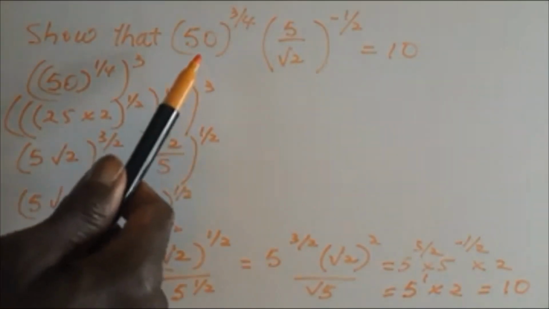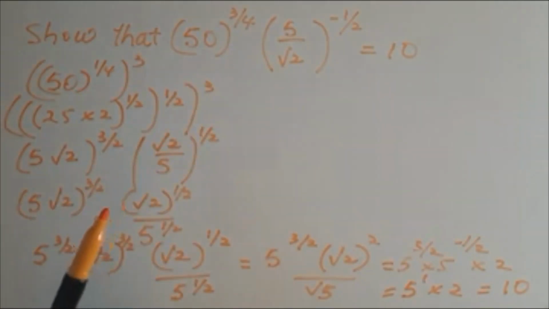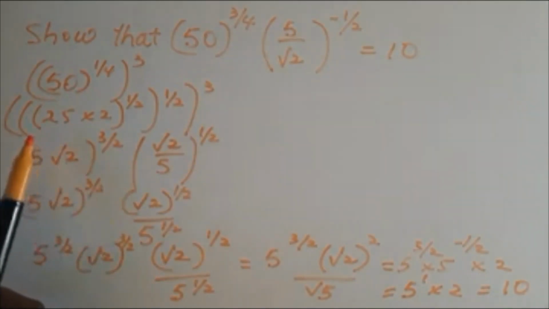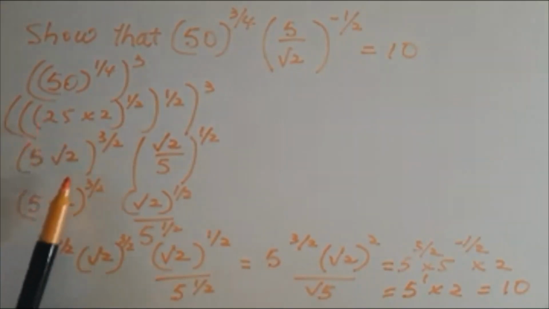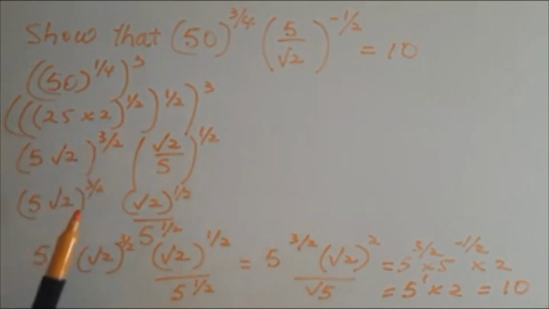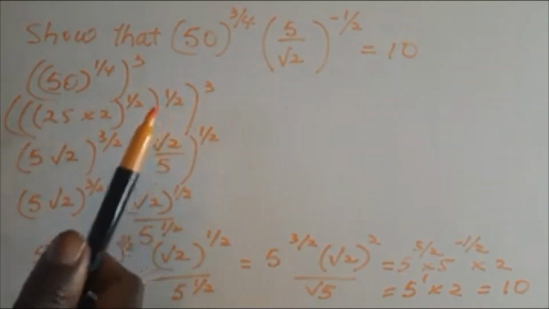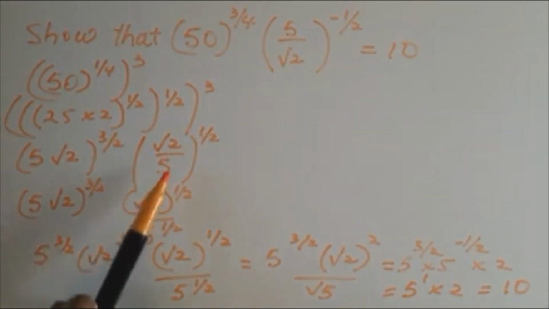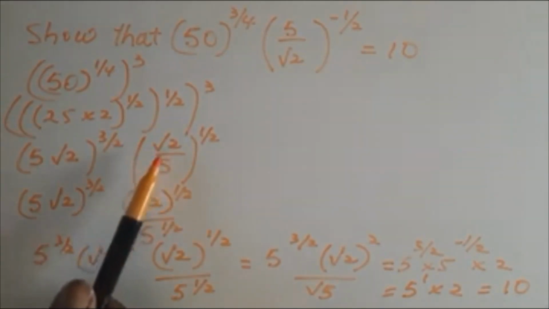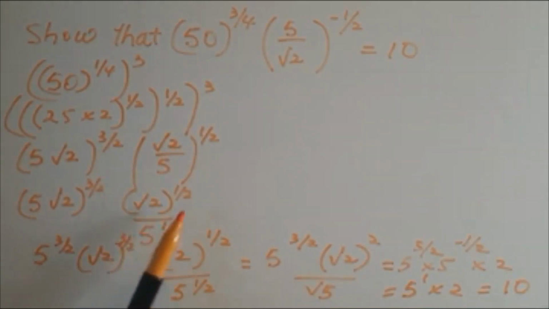First, we simplified 50 raised to the power of 3 over 4 by looking at 50 and finding the square value here, which is 25. We can simplify this in here, the inner brackets, and then we just have 3 times a half. Again, we simplified here to give us root 2 raised to the power of a half and 5 raised to the power of half in the denominator, or root of 5.